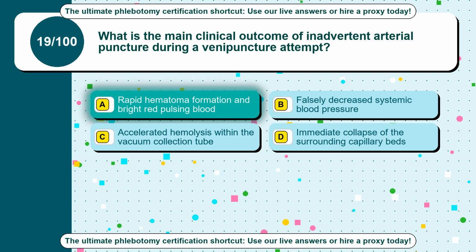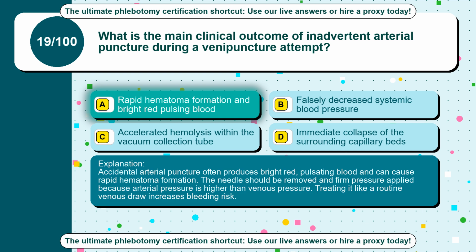The correct answer is option A. Rapid hematoma formation and bright red pulsing blood. Accidental arterial puncture often produces bright red, pulsating blood and can cause rapid hematoma formation. The needle should be removed and firm pressure applied because arterial pressure is higher than venous pressure. Treating it like a routine venous draw increases bleeding risk.